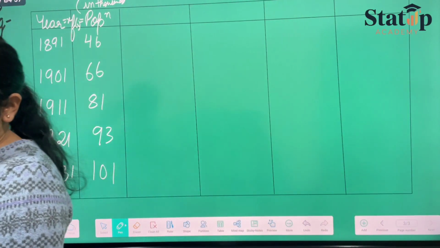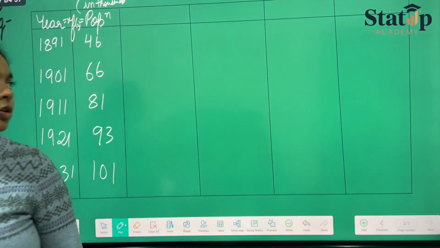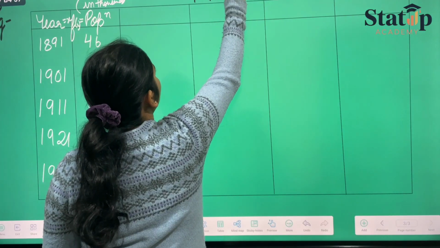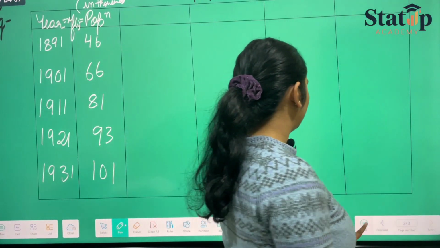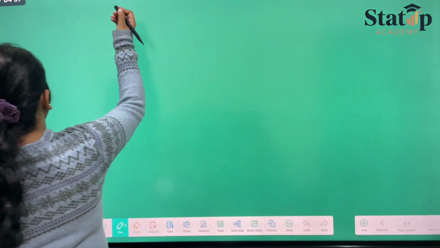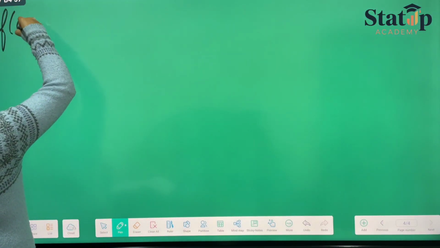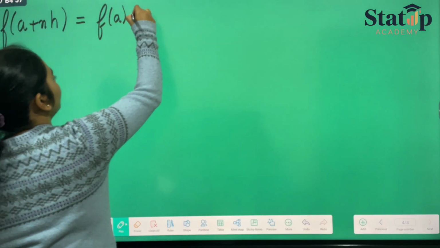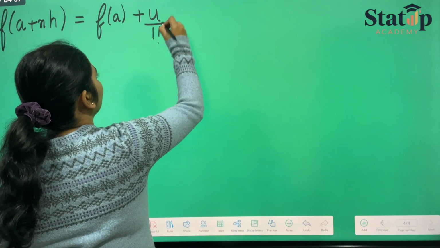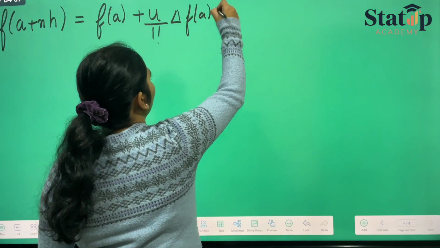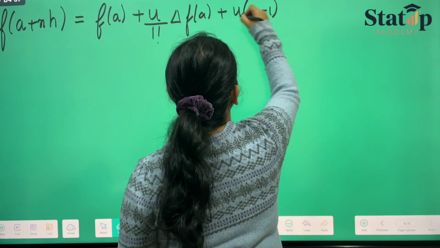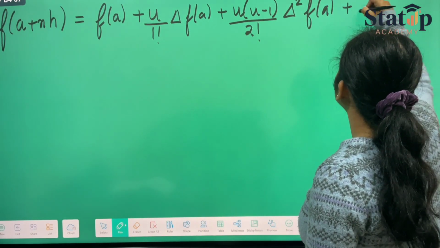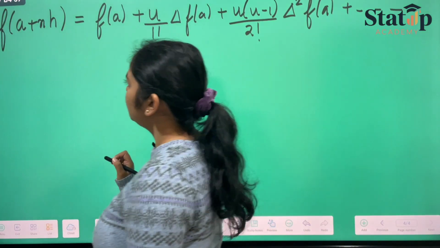Now in this question we have to find out the population for the year 1925. Now, first of all, let us see. We know the formula as f(a plus uh) should be equal to f(a) plus u upon 1 factorial delta f(a) plus u into u minus 1 upon 2 factorial delta square f(a), and so on, right? We are not writing the nth term.